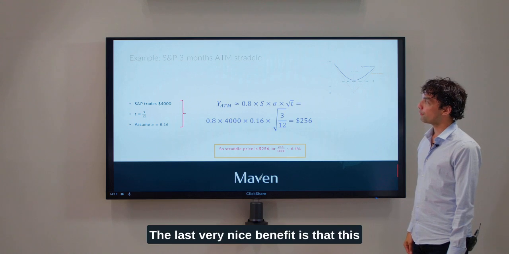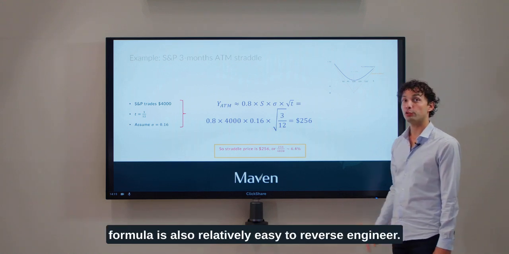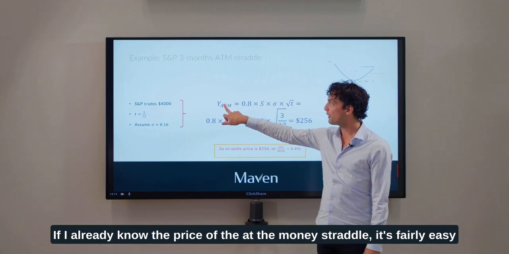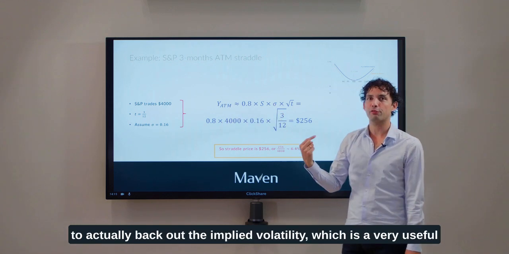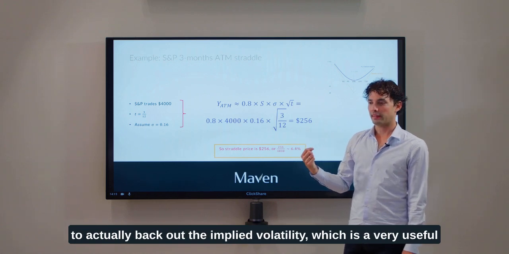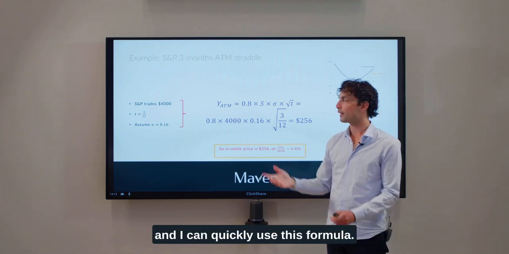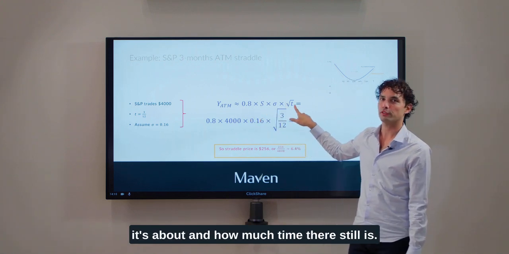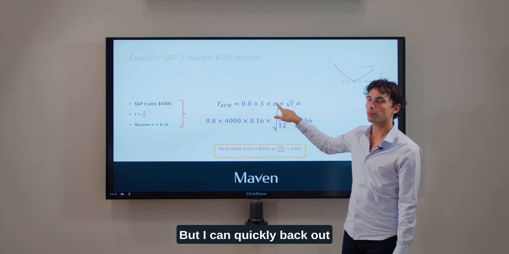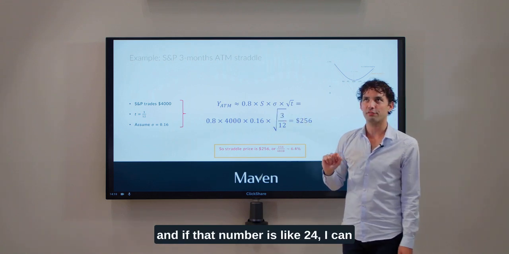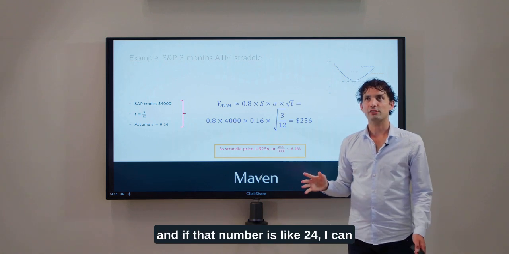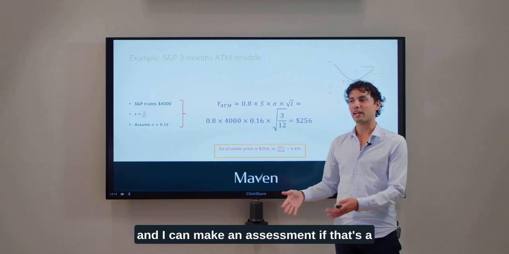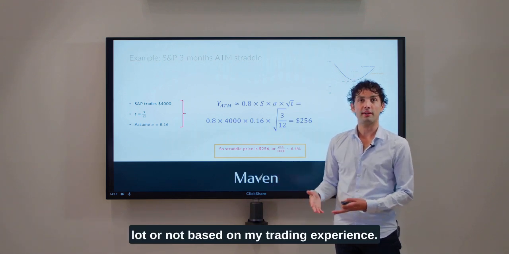The last very nice benefit is that this formula is also relatively easy to reverse engineer. If I already know the price of the at-the-money straddle, it's fairly easy to back out the implied volatility, which is a very useful number. If you tell me what the price of a straddle is, I can quickly use this formula. Of course, you need to tell me what product it's about and how much time there still is, but I can quickly back out the implied volatility. And if that number is like 24, I can say, apparently this product is priced to move 1.5% every day. And I can make an assessment if that's a lot or not based on my trading experience.